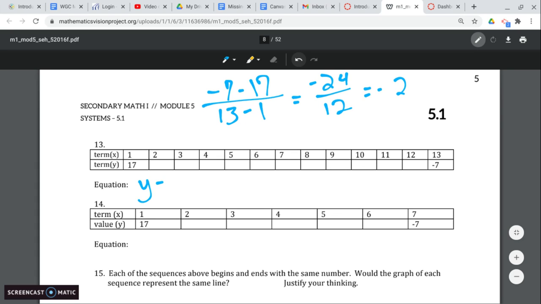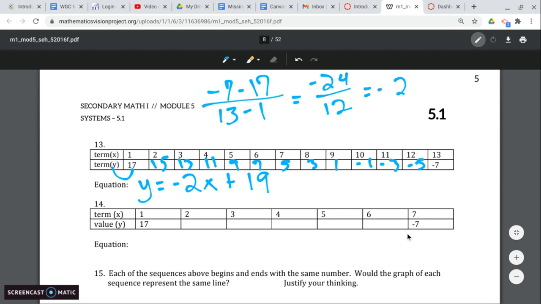So our equation is y equals -2x plus, remember we have to find the zero term, so we go backwards 1. So it's going to be plus 19. Now, for each of these boxes, we are just subtracting 2. So I'm going to fill that in real quick: 13, 11, 9, 7, 5, 3, 1, -1, -3, and -5. So this is how you solve these.